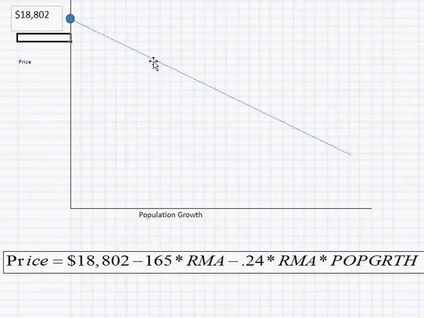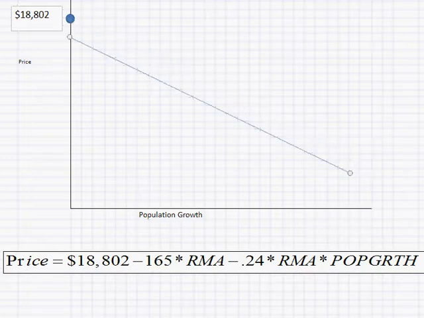Now the line is going to do two things. It's going to start below this 18,802 because it's going to start $165 below this price. And then for each additional person that the population grew by, actually they tell us that this is in thousands. So for each 1,000 people the population grew by, the price will decrease by 24 cents.